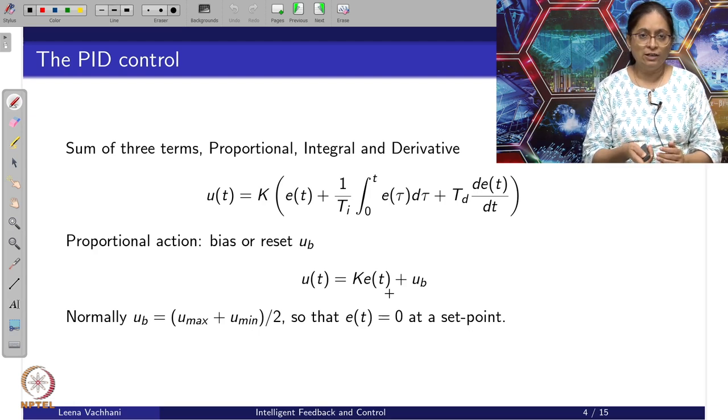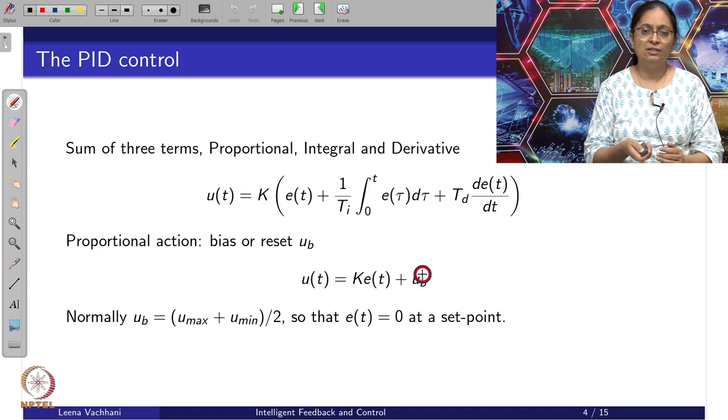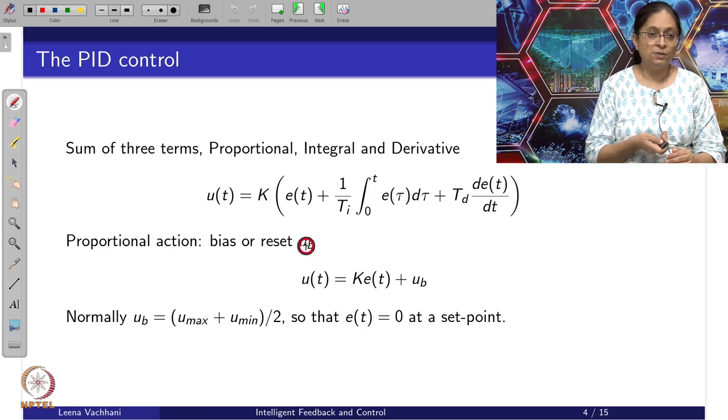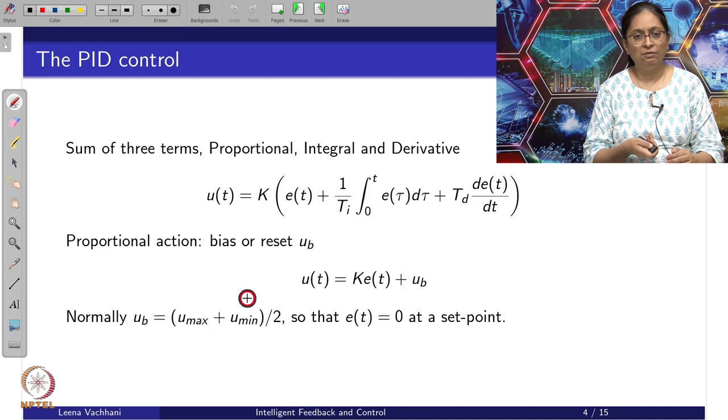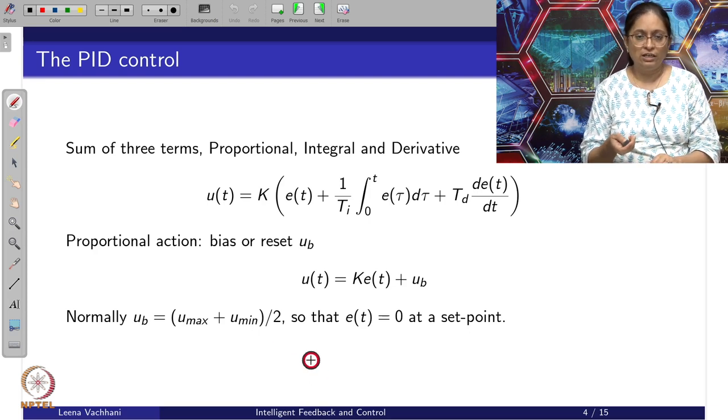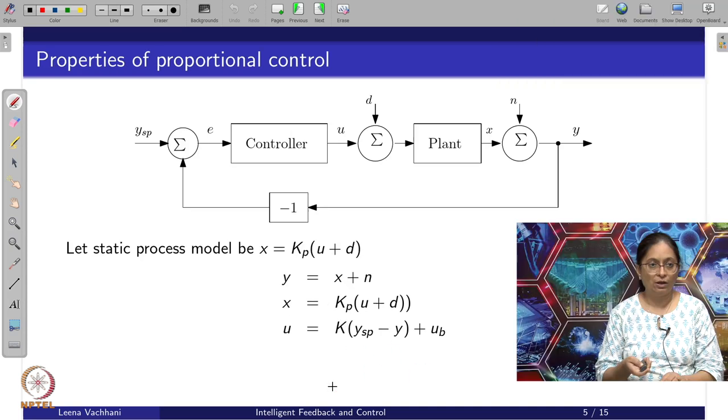Now, if the error is to be made 0, then this is not possible with the help of proportional control, and that is the reason let us consider some bias added to the input value, such that when e of t equals 0, there is some constant input being given to the plant. Fine. This particular bias is nothing but a nominal value, which is the average of the maximum and the minimum input values. So this particular e of t becomes 0 at the set point, all right.